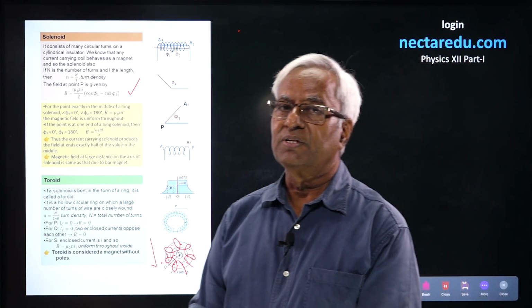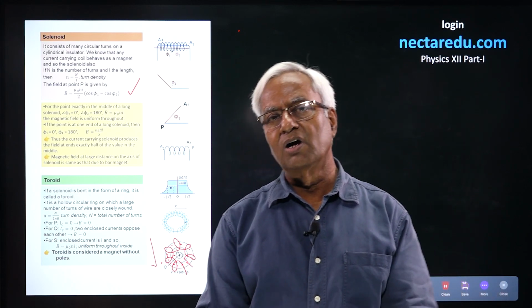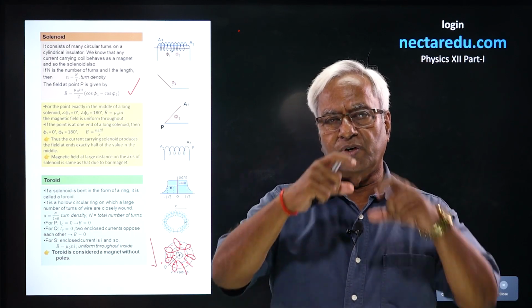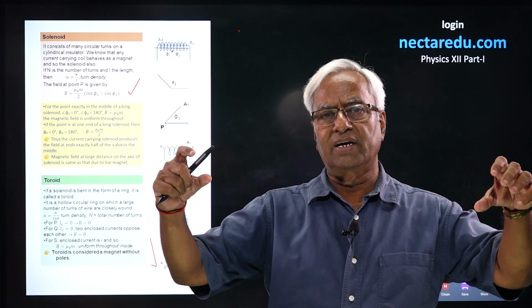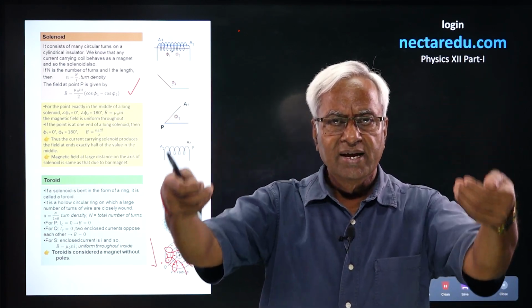There is one basic difference between a solenoid and a magnet. Magnets have their magnetic strength stronger at the poles and very weak in the middle. Whereas for a current carrying solenoid, you find the magnetic field uniform throughout, rather it is a little less at the end point.